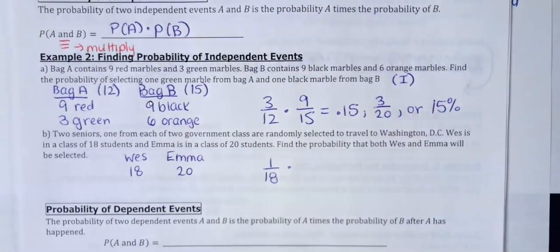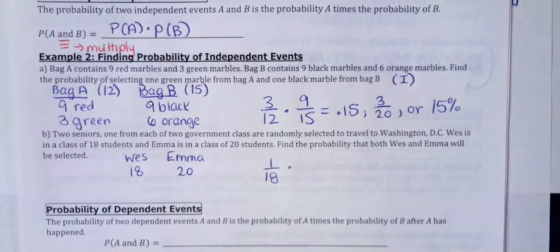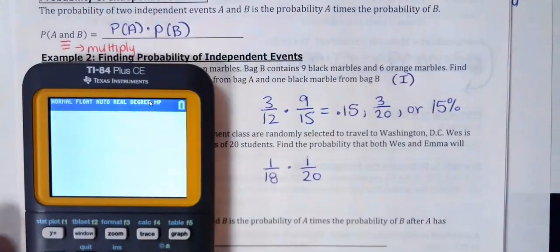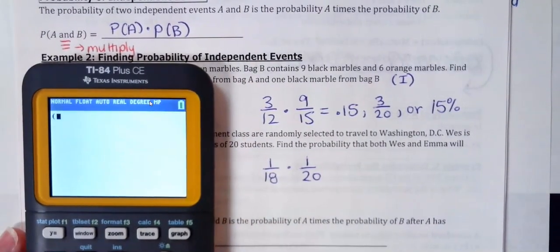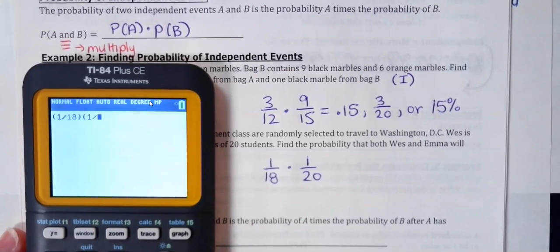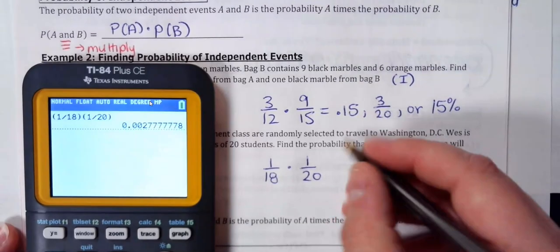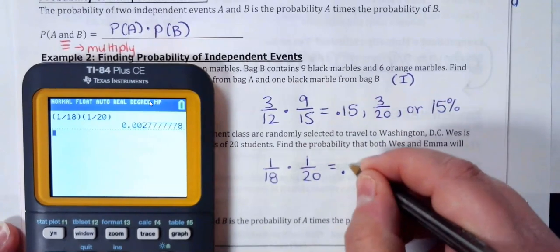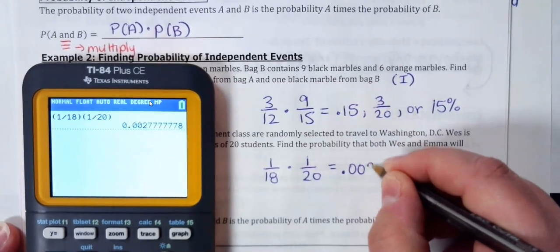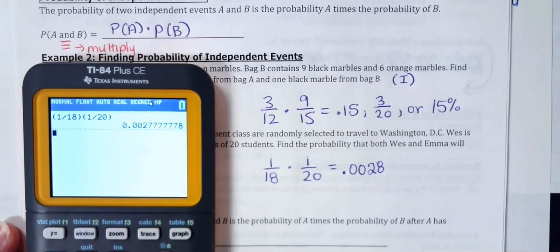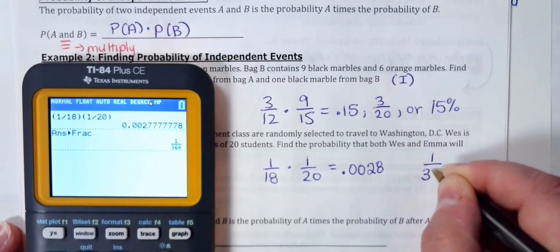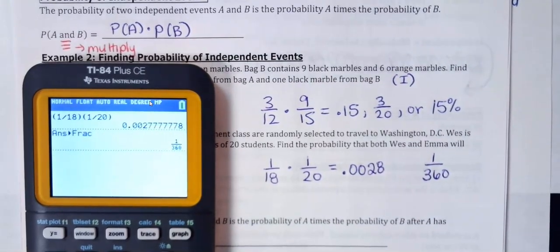What's the probability I would draw Emma out of her class? 1 out of 20. All right, now you guys will see, this will be a really, really small number. Okay, so this would be very unlikely that these 2 specific kids would go on this trip together. All right, so 1 out of 18, 1 out of 20. And then this has got 2 zeros in front of any numbers in this decimal. So I'm going to go out to 4 decimal places so you can see it better because it's such a small number. Now, if I do my math, enter, and get that as a fraction, that would be 1 out of 360.